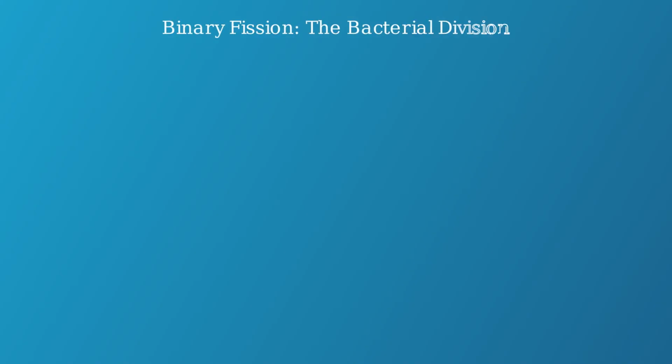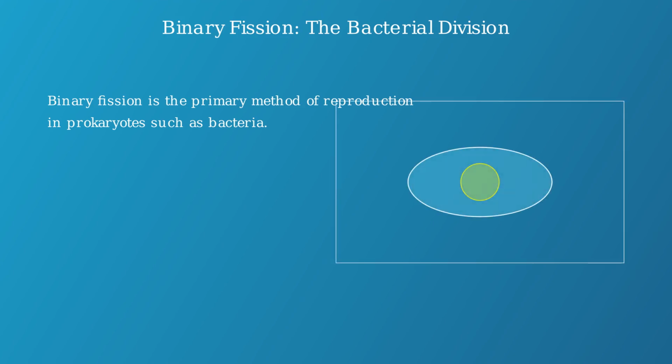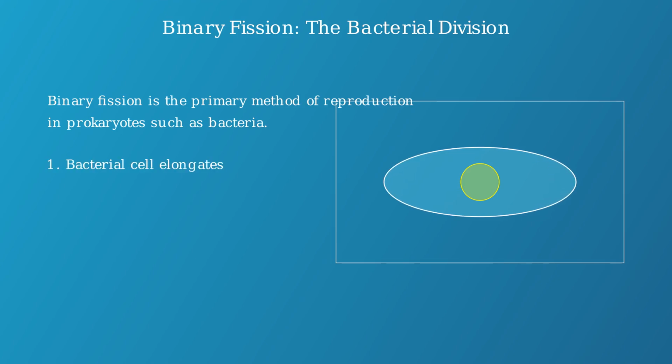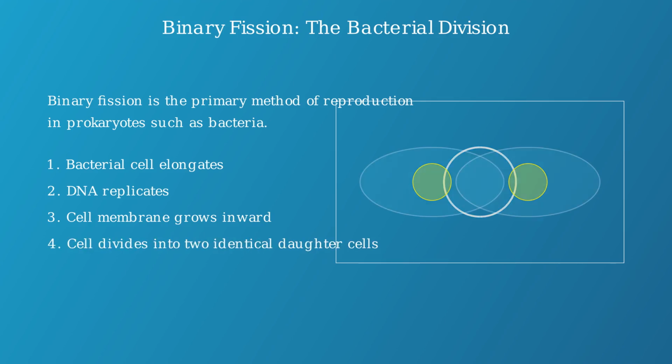Binary fission is the primary method of reproduction in prokaryotes such as bacteria. In this process, a single bacterial cell divides into two identical daughter cells. The process begins as the bacterial cell elongates, increasing in size. Next, the bacterial DNA replicates, creating two identical copies. The cell membrane then grows inward, creating a division septum. Finally, the cell completes division, resulting in two identical daughter cells.